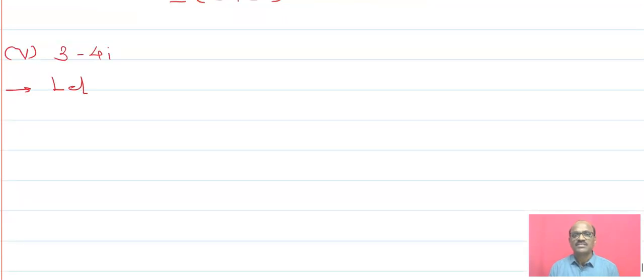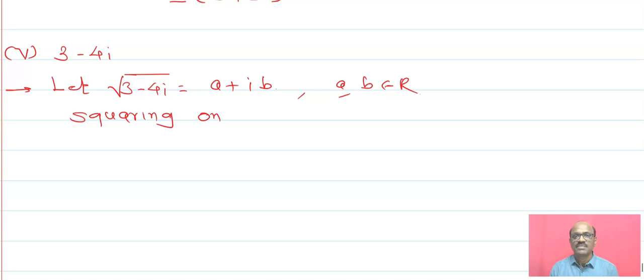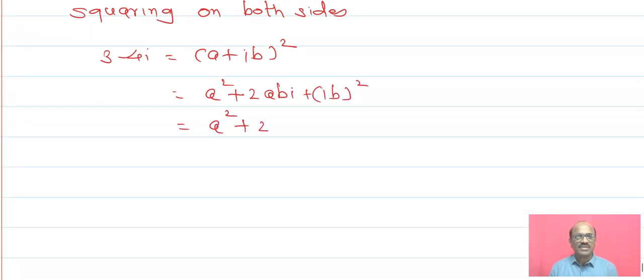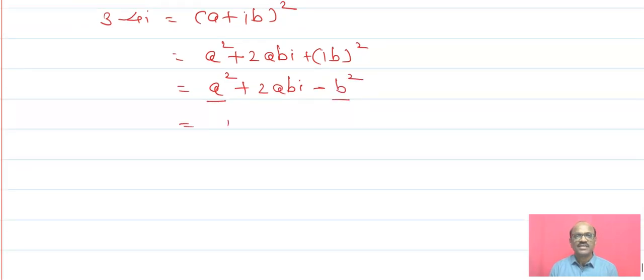Now next is 3 minus 4i. Let a root of 3 minus 4i be equal to a plus ib, where a, b belong to the set of real numbers. Now squaring on both sides, you will get 3 minus 4i is equal to a plus ib bracket square, a square plus 2abi plus ib bracket square. Therefore a square plus 2abi minus b square, and you will get a square minus b square plus 2abi.